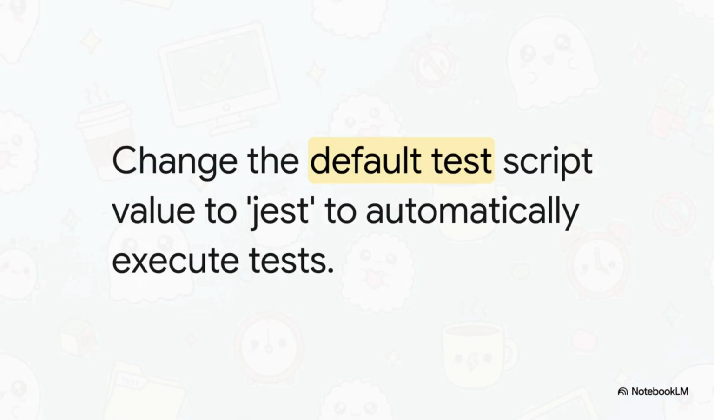Next, to make our lives infinitely easier, we're going to tweak the package.json manifest. By changing the default test script value from its standard clunky error message to simply the word jest, you ensure that typing npm test in your terminal kicks off your entire testing suite automatically. And just like that, with one tiny tweak, your playground is officially open for business.